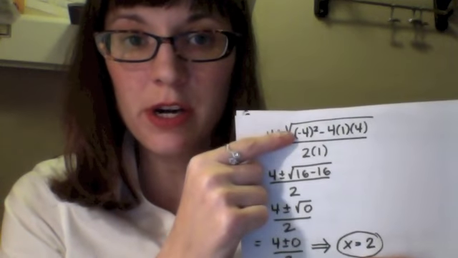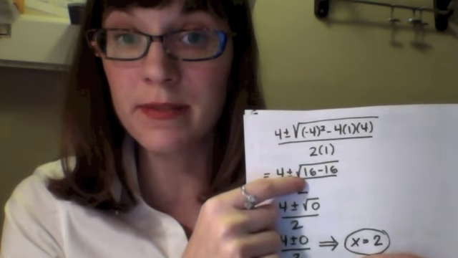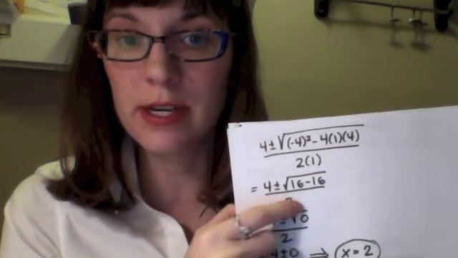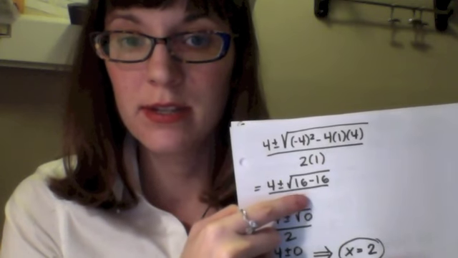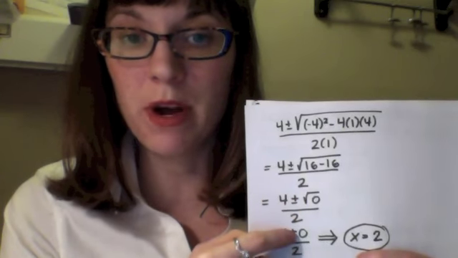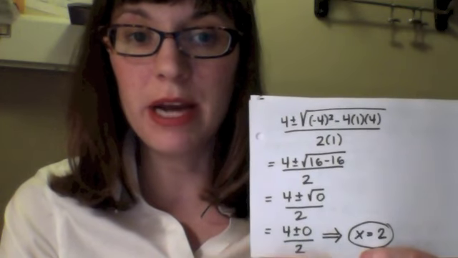I start inside the radicand. -4 squared is a +16. 4 times 1 times 4 is 16. 16 minus 16 is 0. The square root of 0 is 0, and 4 divided by 2 is 2.